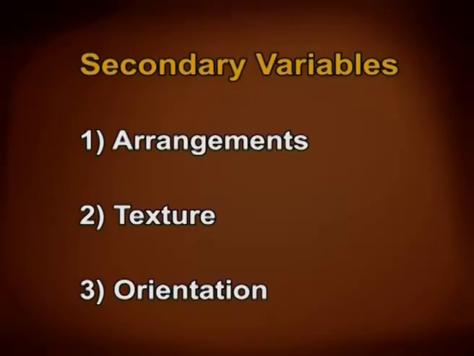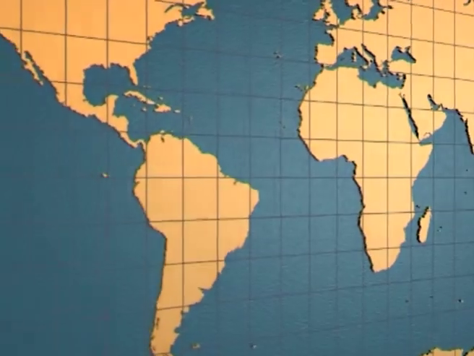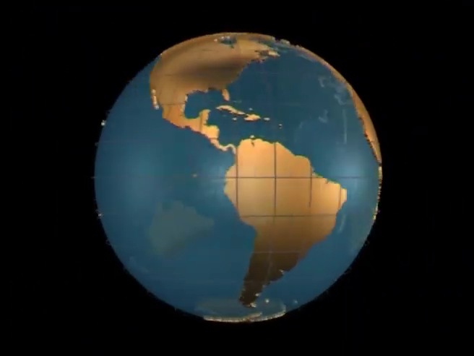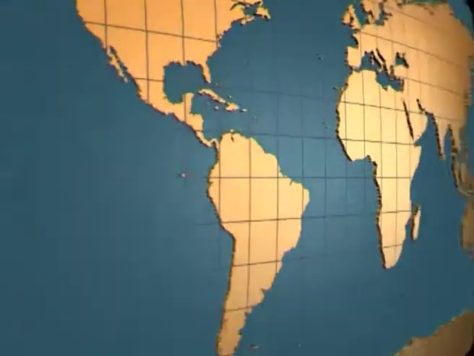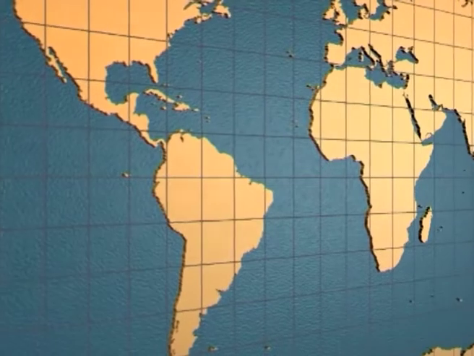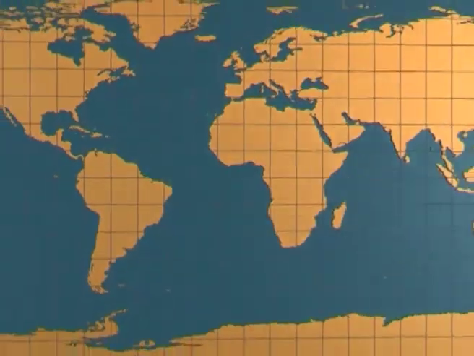There are also three secondary variables. These variables are created by repeating the basic graphic effect that we call pattern. These secondary variables are arrangement, texture, and orientation. Texture can be used as an ordering visual variable. In all cases, cartographers should use these secondary variables to enhance a symbolization, not as the only visual variable to differentiate a feature attribute value.